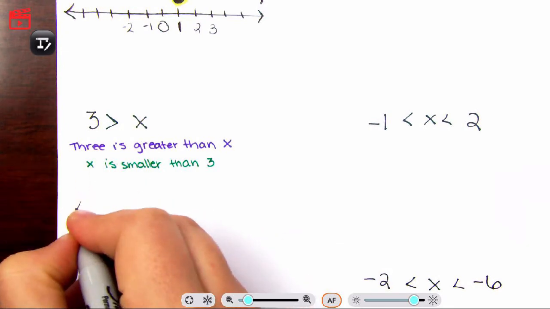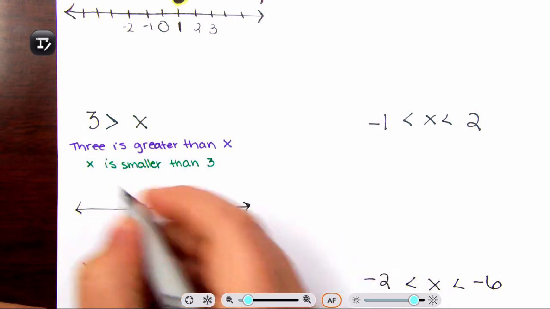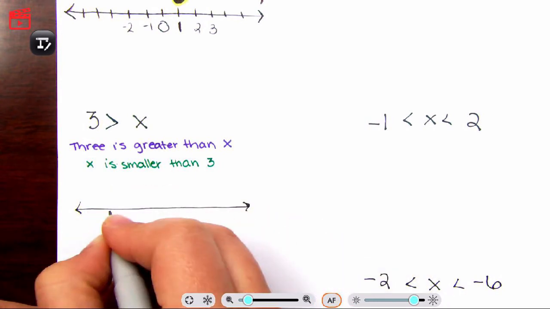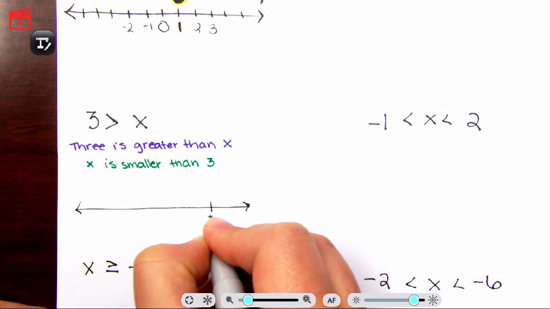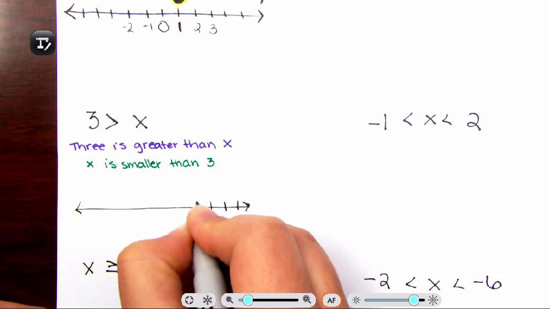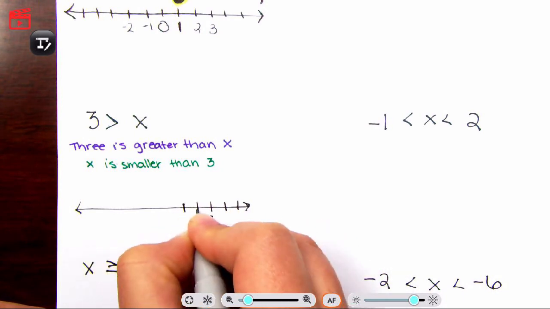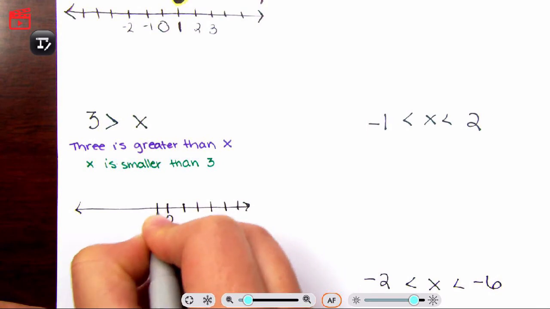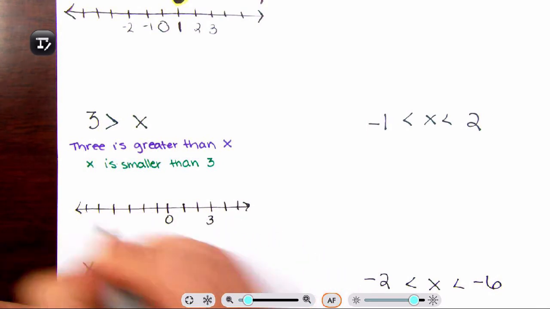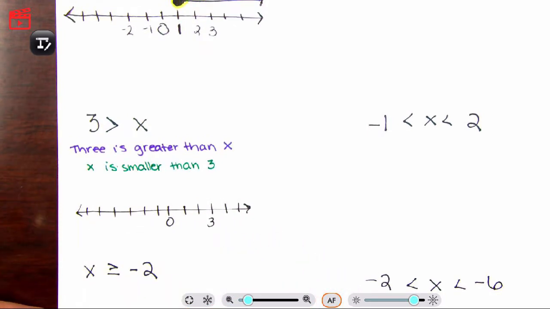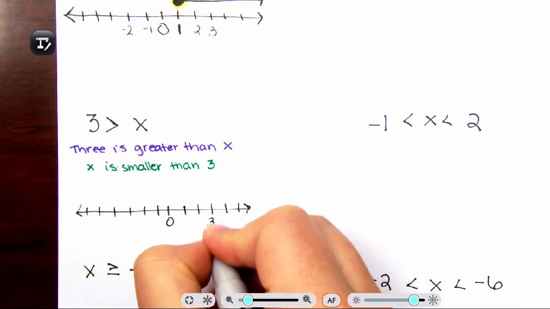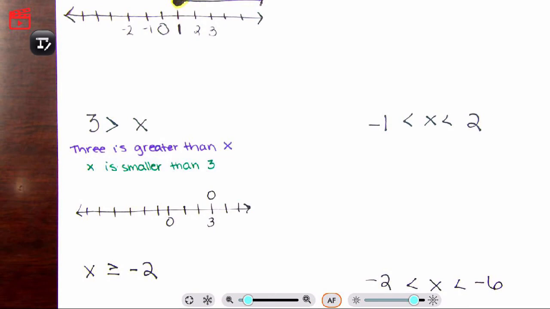Same step. Here's our number line. Where's 3? Let's say 3 is here. So here's 4, 5. So 3, 2, 1, 0. Looks like 0 is in the center, kind of. Again, that's okay. So first thing is you want to identify the number, which is 3. Put a circle on top of it. Now you have to choose the direction your answer could be.